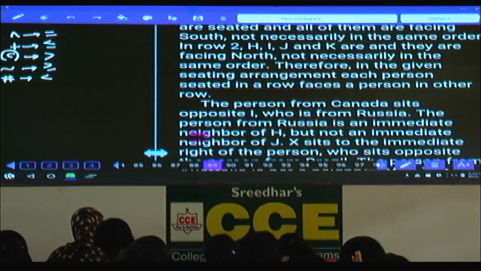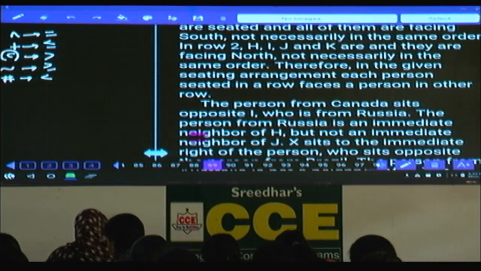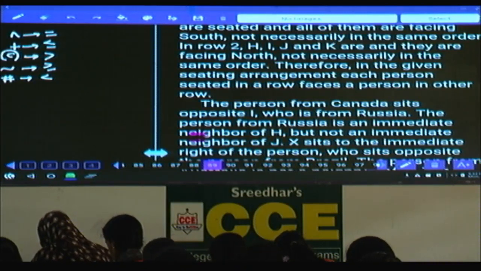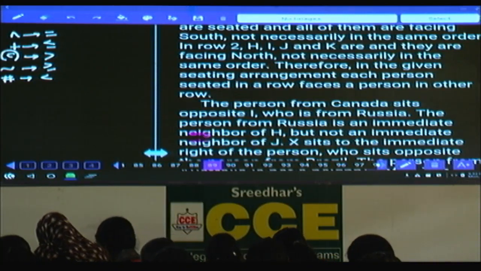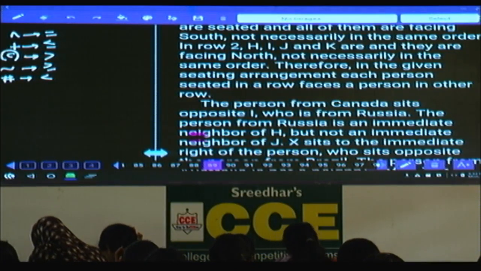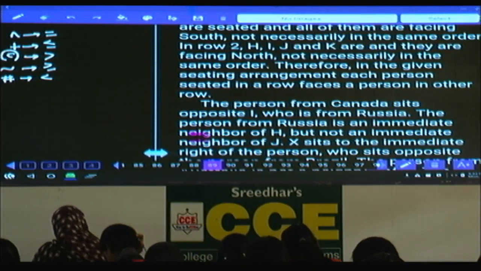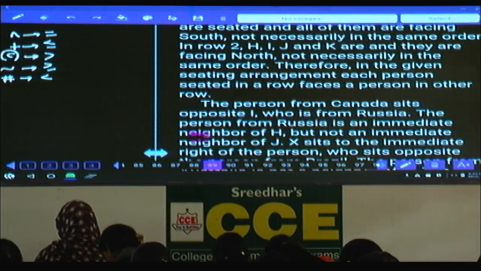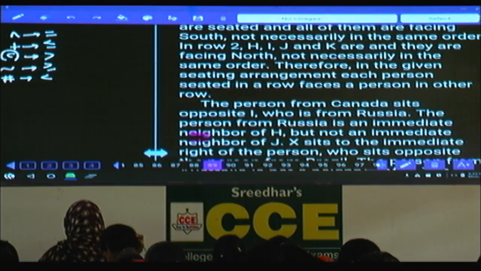Now question numbers 89 to 93. 8 persons are there from different countries, Russia, Australia, China, Singapore and so on, are seated in 2 parallel rows containing 4 people each in such a way that there is equal distance between adjacent persons. Row 1, U, V, W and X, and they are facing towards south.